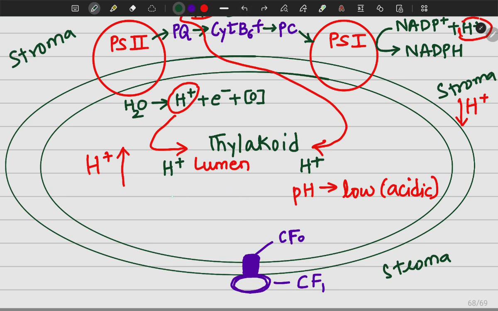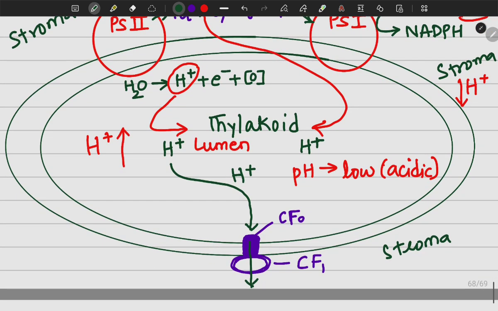They will be transported out through this F1 F0 complex. Alright, so these H plus ions will be transported out of this F1 F0 complex of the ATP synthase enzyme and they will enter the stroma. Now this passage of H plus ions through the F1 F0 complex of ATP synthase is a highly energetic process. It releases a large amount of energy which activates the ATP synthase enzyme present in the CF1 part.